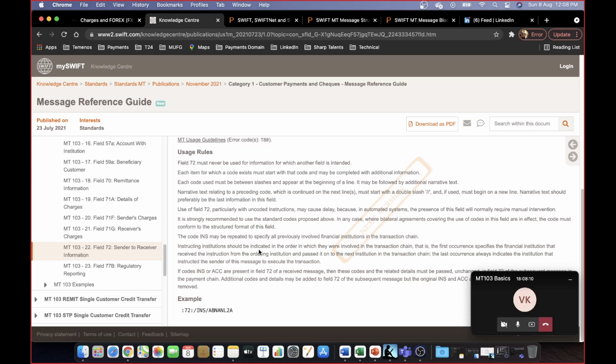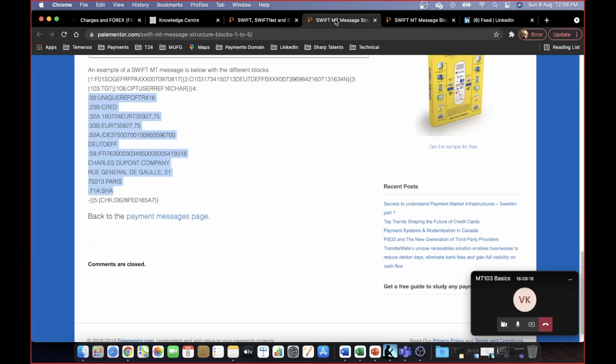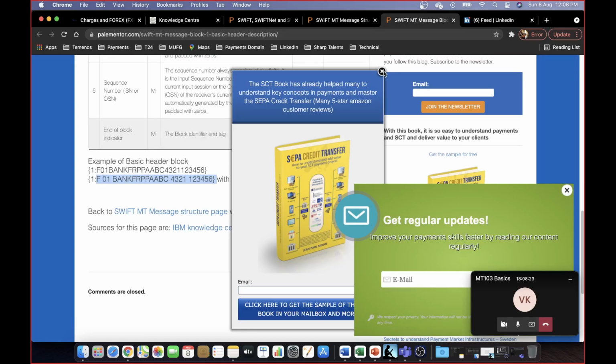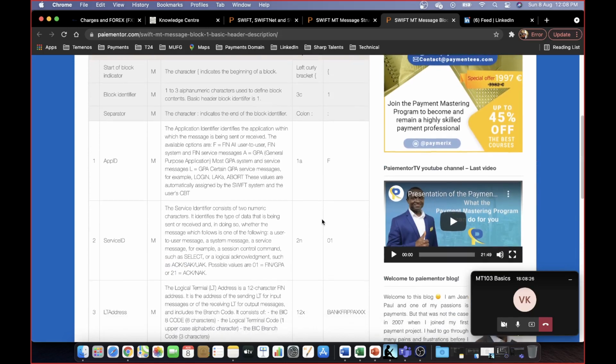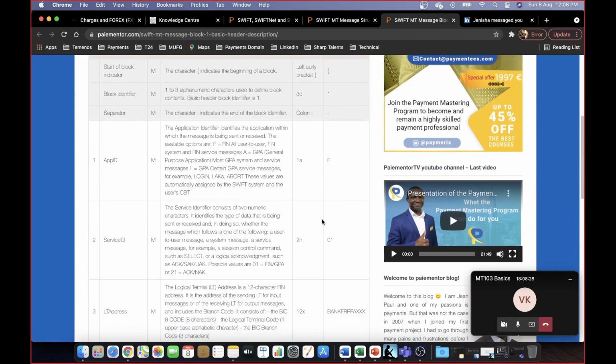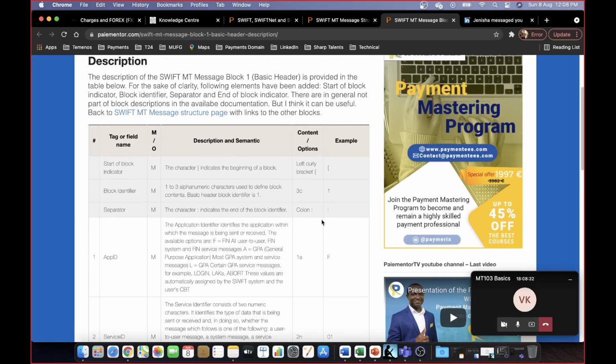But if it is a high value payment, there is a tag called 103. Let me show you that once again. It will be in the basic header, right? Yeah, it will be in the header. If the sender wants to process the payment with it, it will be in block 3.